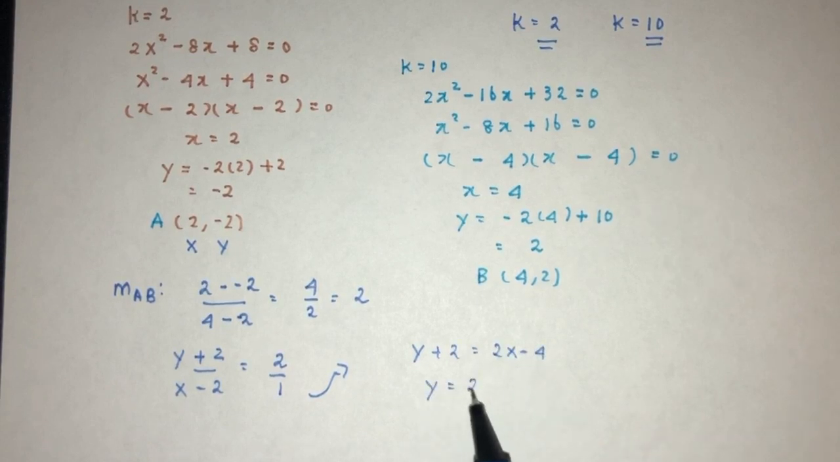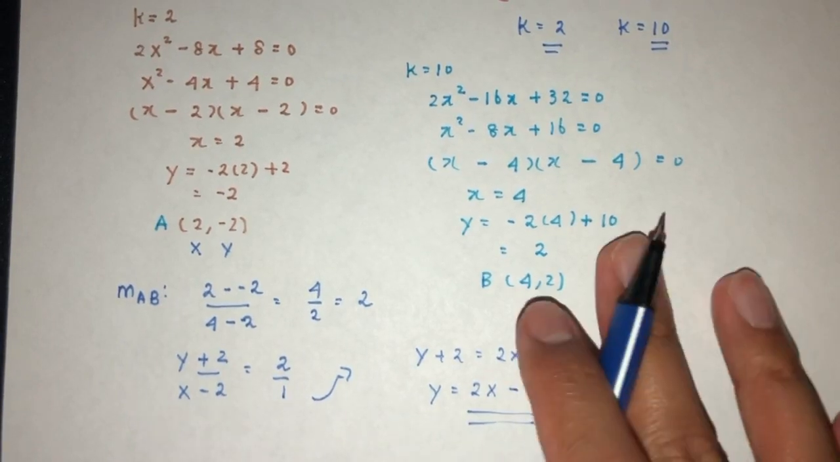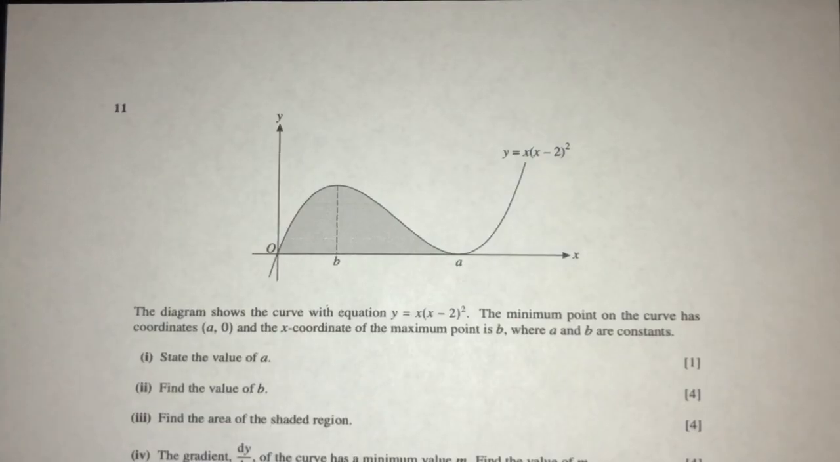So y will have to be 2x minus 6. That is my equation of line AB. That is part 3 of your question. So let's move on to the next question.